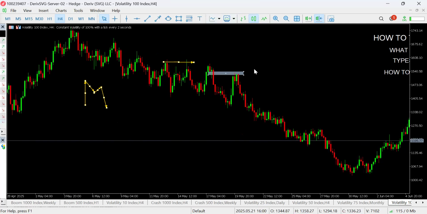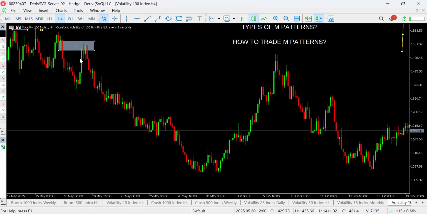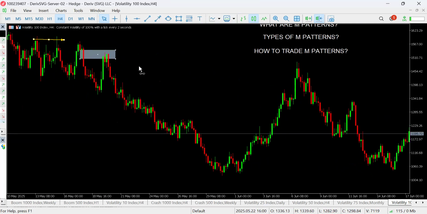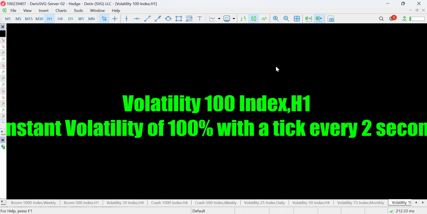So if we are to take this, we can extend this here. Let's take this and even see how we would have entered this trade or sold this particular trade, because we said it's a bearish reversal pattern. So this is H4. Having spotted the M pattern here, I go to H1.